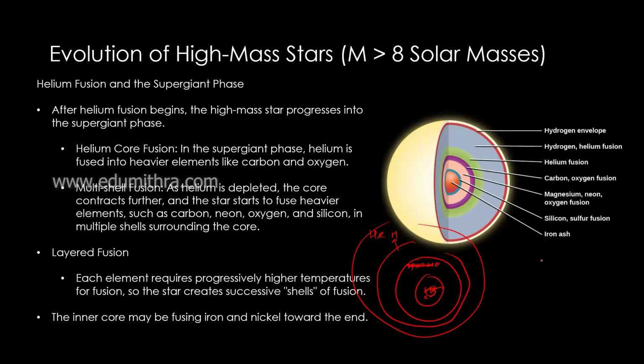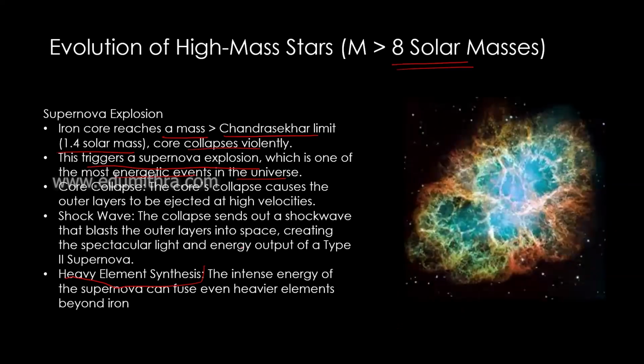But what about the elements beyond iron? There are calcium, uranium, thorium, and many other elements remaining to be formed in the periodic table. These are not formed here. All these are formed during the explosion of a star, during a supernova. The intense energy of the supernova can fuse even heavier elements beyond iron. So that is how we have all the elements. And what you are seeing here is called the Crab Nebula, a molecular cloud, which is actually the remnant of a supernova.